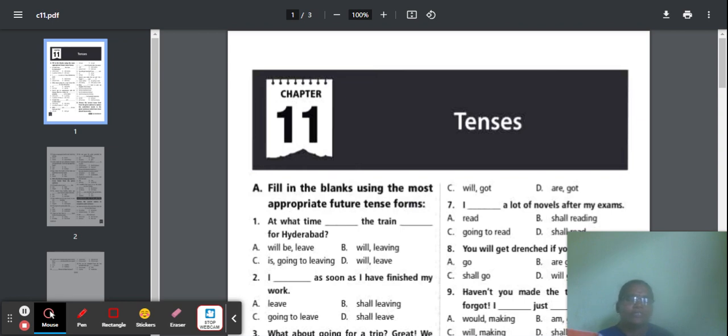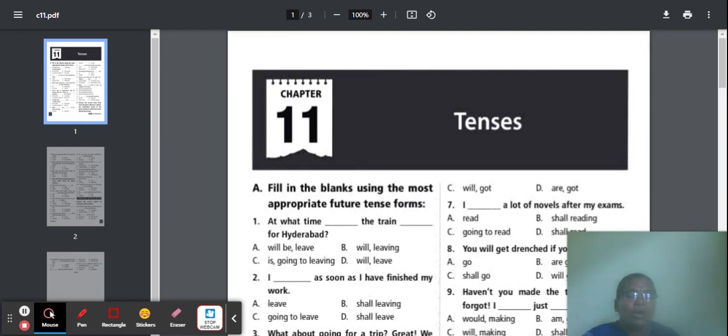So, it is a very interesting topic, isn't it? Tenses we have studied from our earlier classes onwards. There are 12 tenses, isn't it, my dears? Simple present tense, past tense, future tense, present continuous, past continuous, future continuous, present perfect, past perfect, future perfect, present perfect continuous, past perfect continuous, future perfect continuous. There are 12 types of tenses.